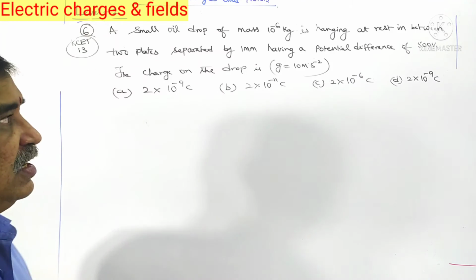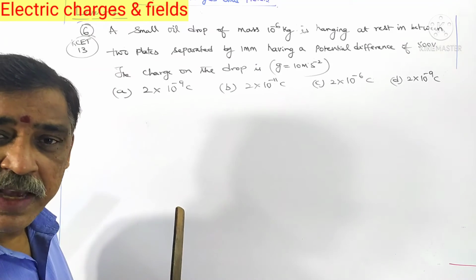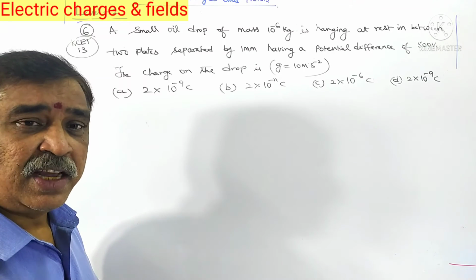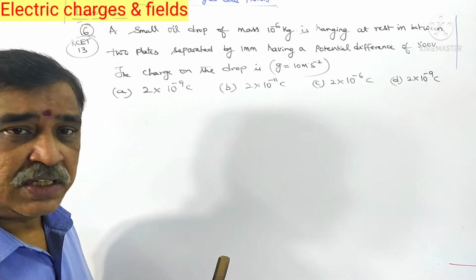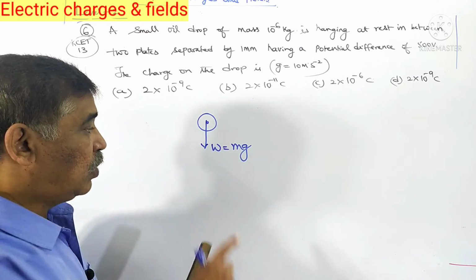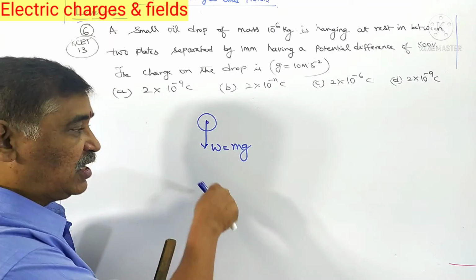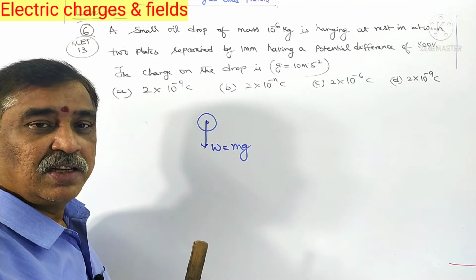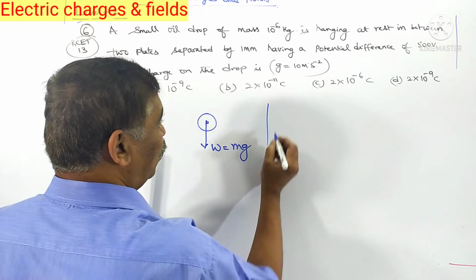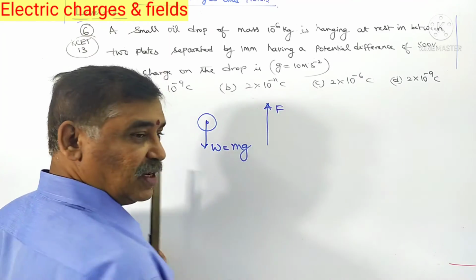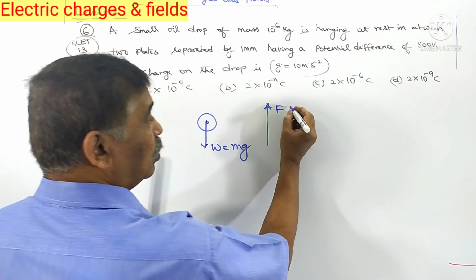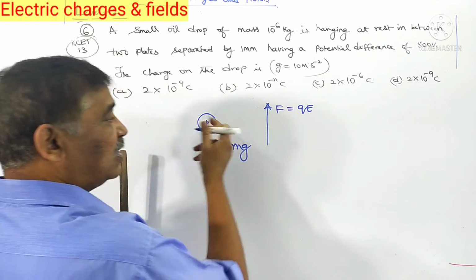Simple one this is. Always the weight of a body acts in the downward direction. There should be some force which is acting on the charged drop. That force is electrostatic in nature. To counter this weight which is acting in the downward direction, there must be some force in the upward direction. So the electrostatic force F is equal to QE must act in the upward direction.